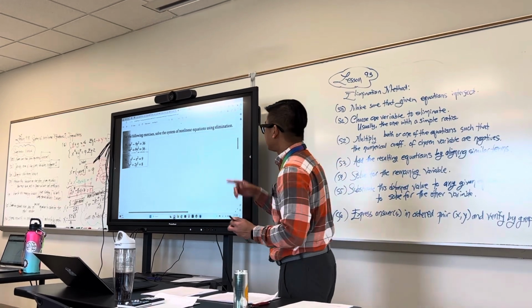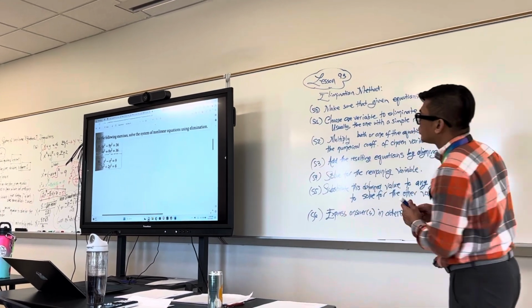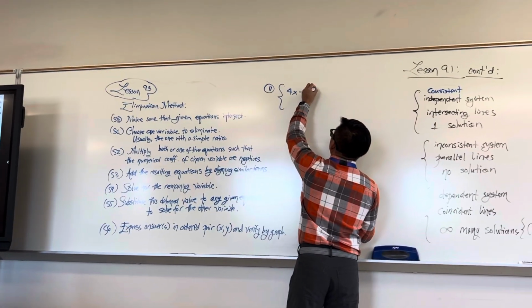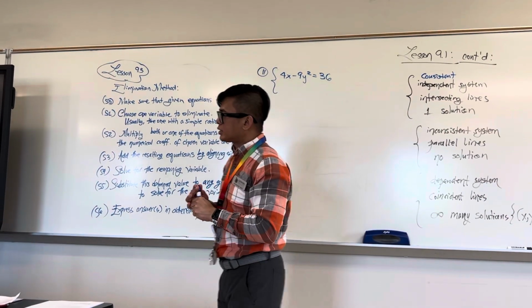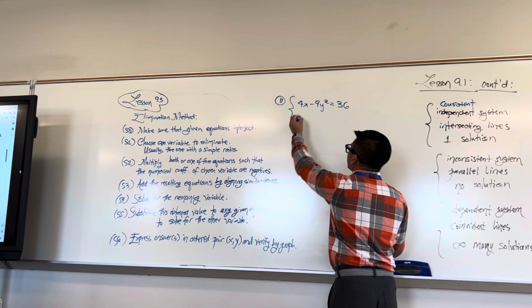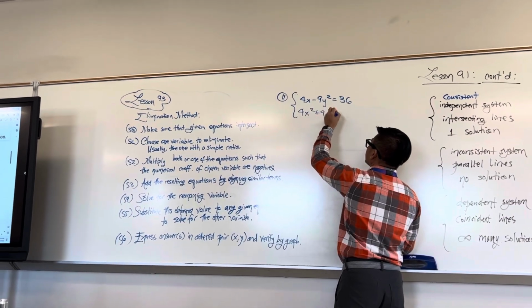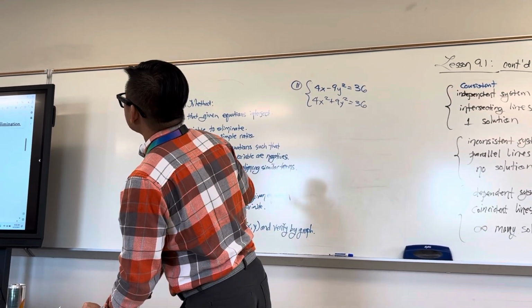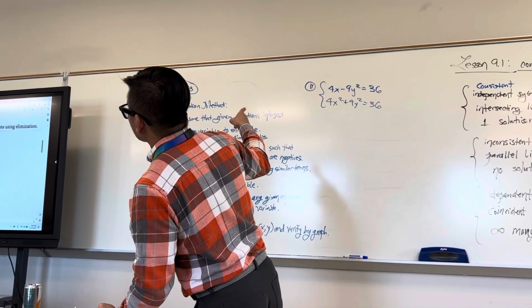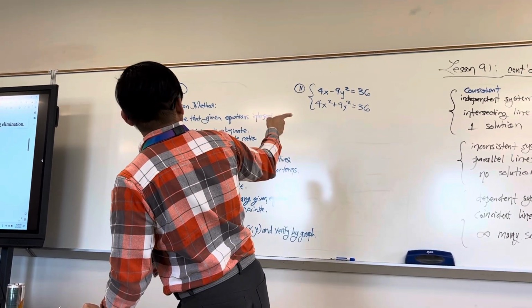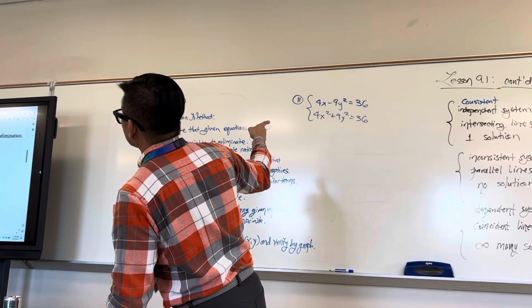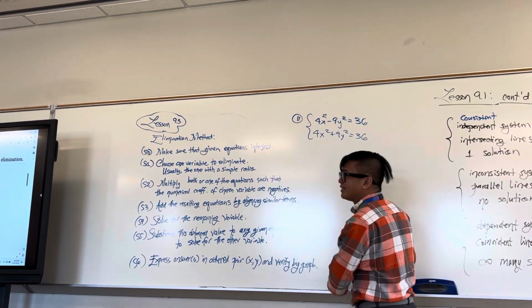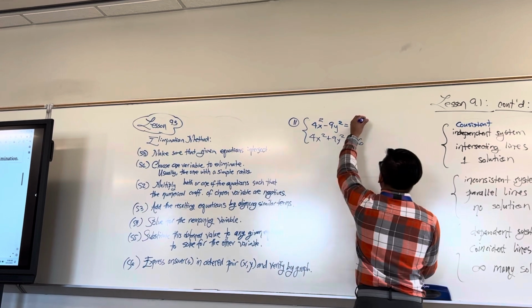Go ahead, Cecilia. 4x squared minus 9y squared equals 36. And the other one is 4x squared plus 9y squared equals another 36. Are we correct? The 4x has to be squared. Oh, yeah. In here. Thank you. Let's call them equations 1 and 2 for now.